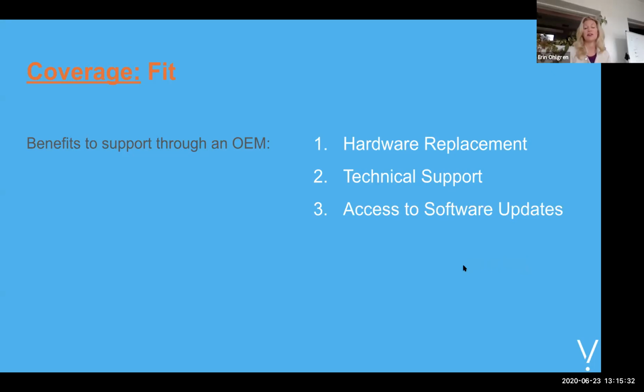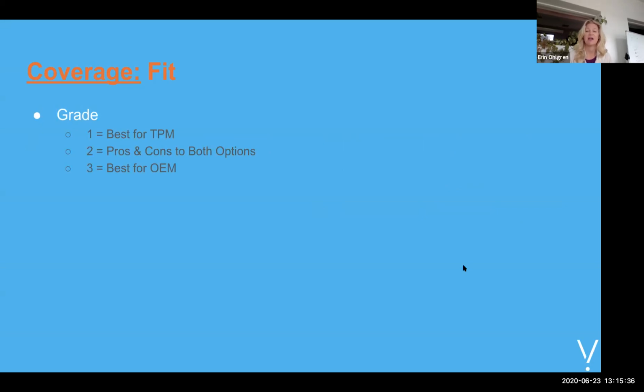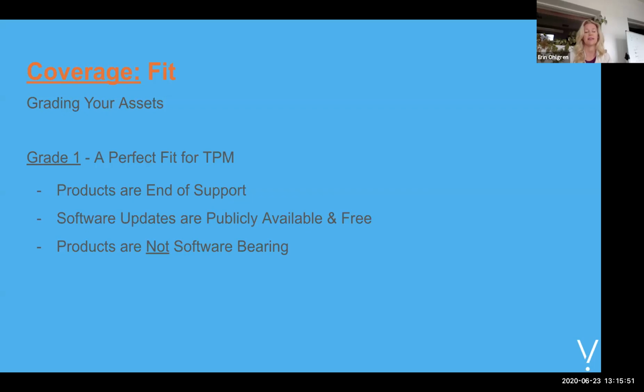Right. So here at PivIT, what we do is we work with you on your entire IT estate, and we go through and we grade the devices. Grade 1 being the best fit for third-party maintenance, and grade 3 something that we would recommend always keeping under OEM. And then grade 2 in the middle is where we like to have a conversation. Depending on where and how you're using that product, it might be a good fit for third-party maintenance, or it might be better left on OEM.